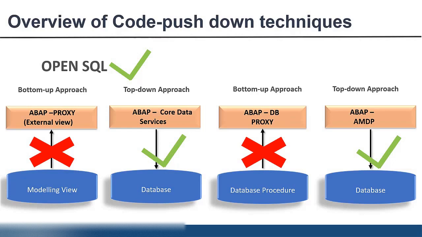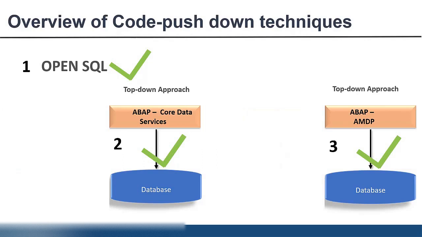So whatever 4 to 5 different code pushdown techniques you have learned till now, out of those there are 3 important code pushdown techniques for ABAPers. First is OpenSQL, second is CDS views, and third is AMDPs. So till now, whatever you have learned, you have to remember that these 3 techniques are important for ABAPers. Now the question is when to use what?